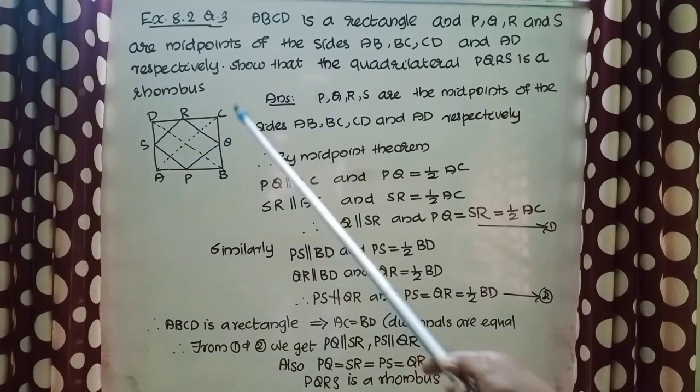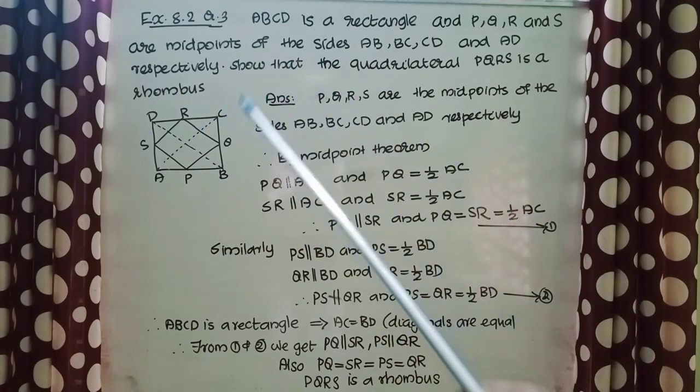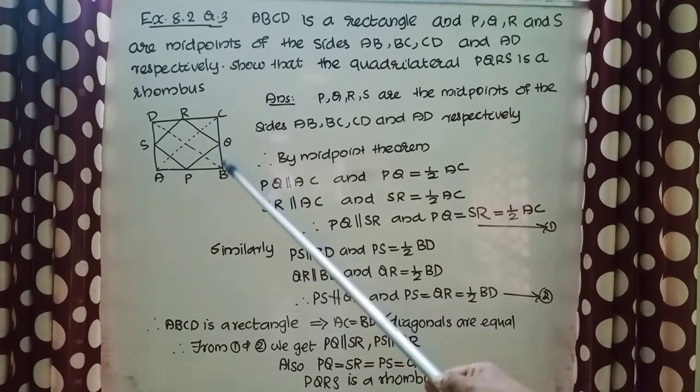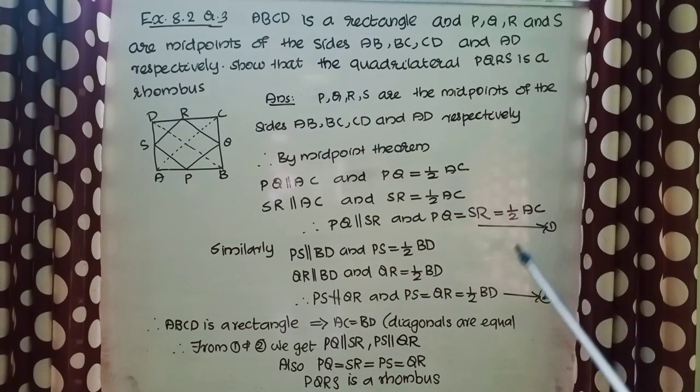Now we know ABCD is a rectangle. So the diagonals are equal. The diagonals are AC and BD. So this AC and BD are equal. Therefore, half of AC, that is PQ and SR, and half of BD, that is PS and QR, are also equal. So we can conclude PQ parallel to SR and PS parallel to QR. Also PQ equal to SR equal to PS equal to QR. Therefore PQRS is a rhombus.